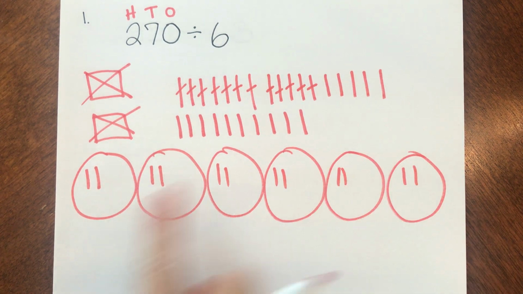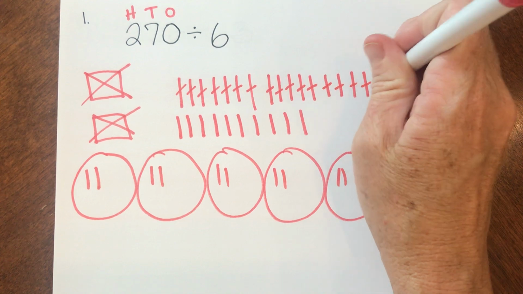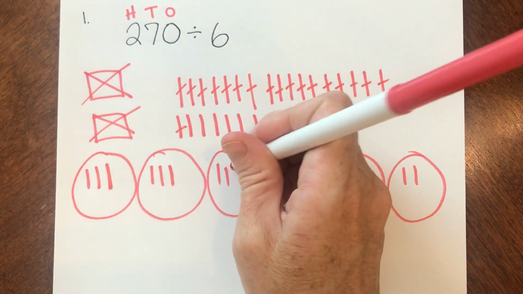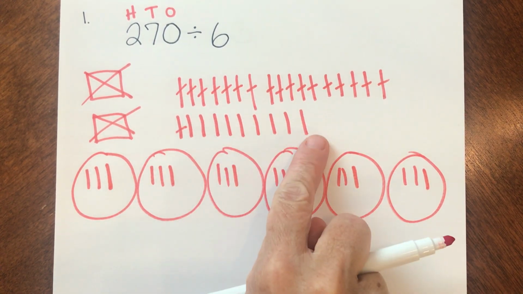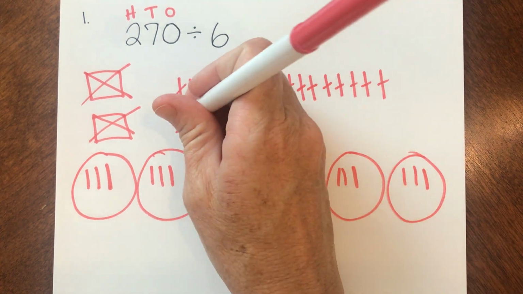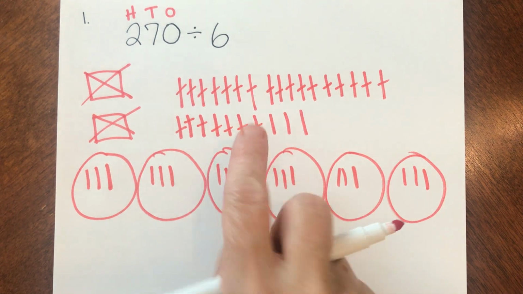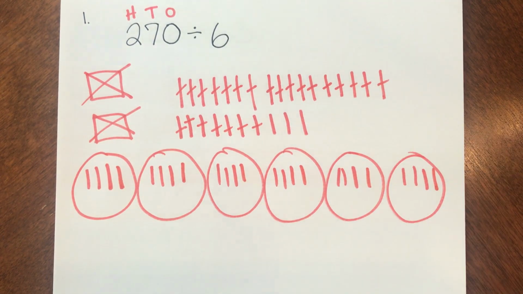Do I still have enough to pass out again? Yep. 1, 2, 3, 4, 5, 6. So let's take those 6 and pass them out. Do I still have enough to pass out again? Yeah, I have still enough to give everyone another one. 1, 2, 3, 4, 5, 6.